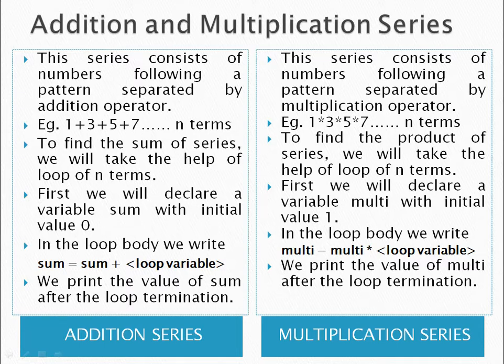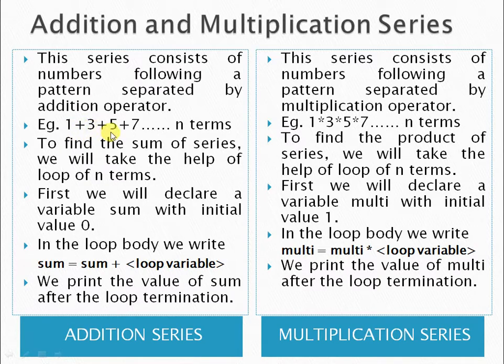Now inside the loop body for addition series, you will write a statement like sum is equal to sum plus particular variable value, that will be loop variable. While in multiplication you will write multi is equal to multi into that loop variable or a particular value. So what is this? That means the value of that variable sum is being changed at every step. Look at this example. First you will have sum is equal to 0. Then you will add 1 to it. It will become 1. Then you will add 3 to it.